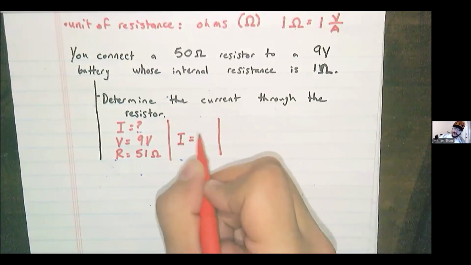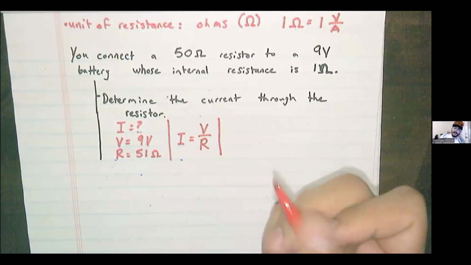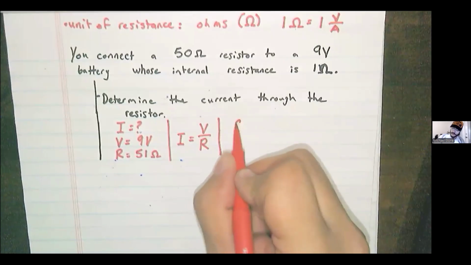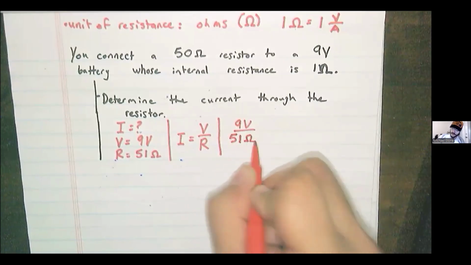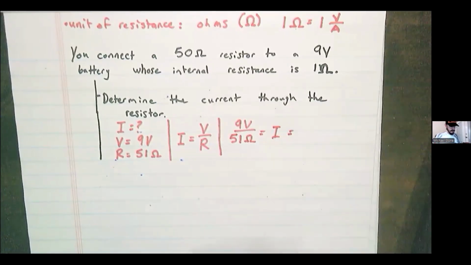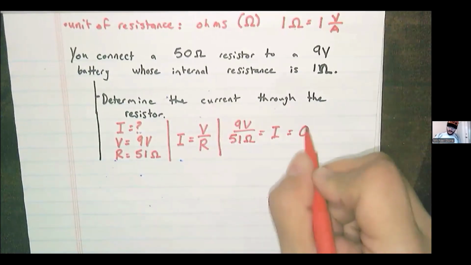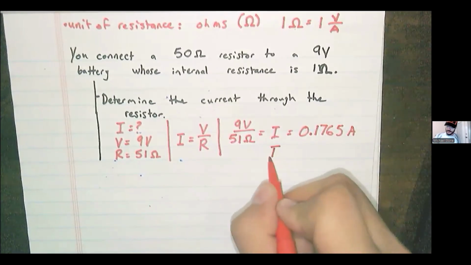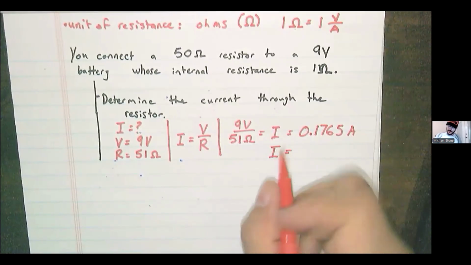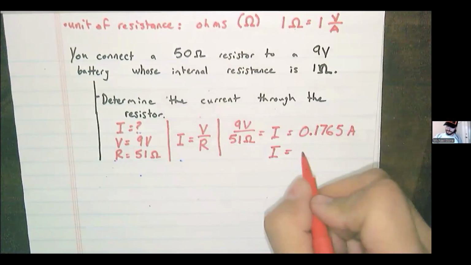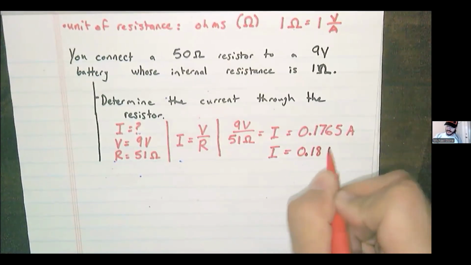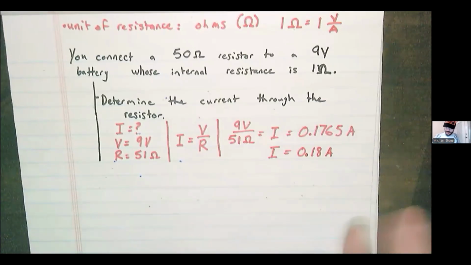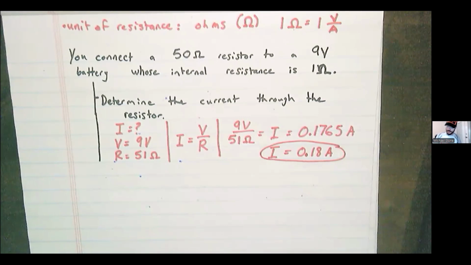We use Ohm's law. When you set it equal to current, it is voltage divided by resistance. 9 volts over 51 ohms gives us a current of around 1/5. 9 divided by 51, according to my calculator, is 0.1765 amperes, or 0.18 amps would be a reasonable place to round it.